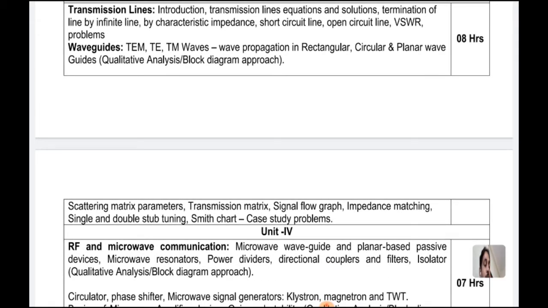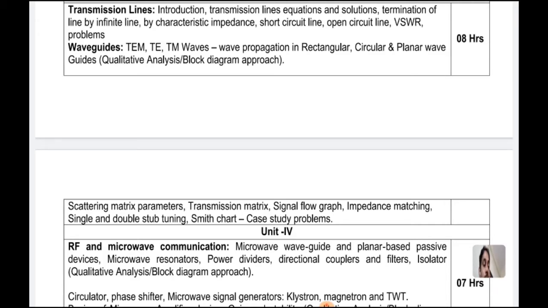Now we are going to see the scattering matrix parameters. This is also called S matrix, and after that we will be seeing the transmission matrix. It's nothing but the ABCD matrix, and the signal flow graph. This is basically used in microwave circuit analysis, similar to small signal analysis in analog circuits, where you have active circuits and different cascade systems. So signal flow graph is a technique used in circuit analysis.